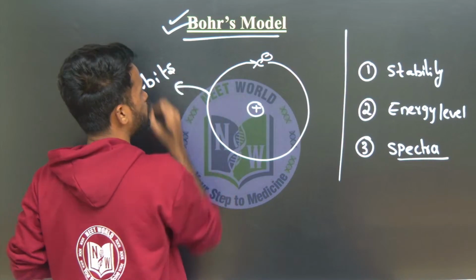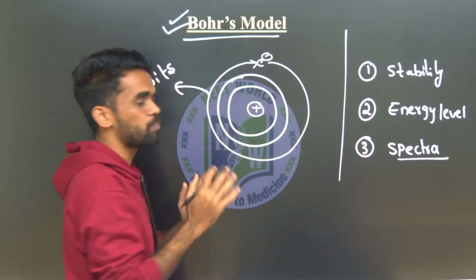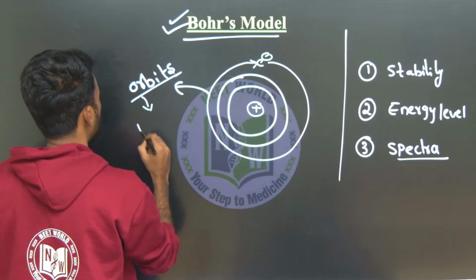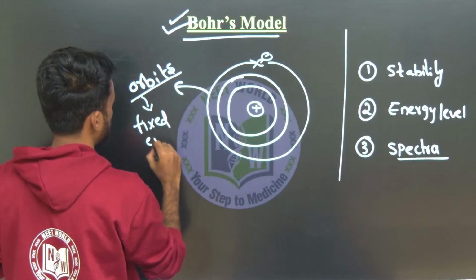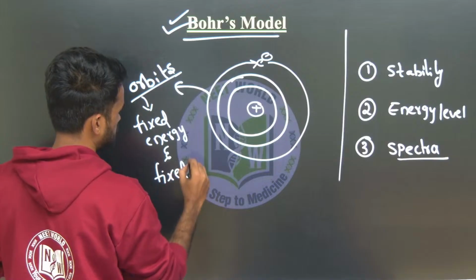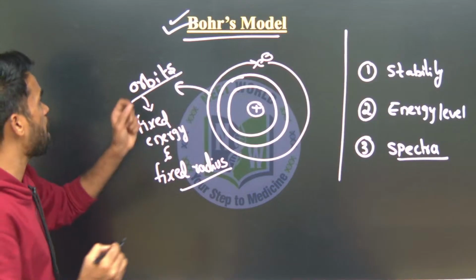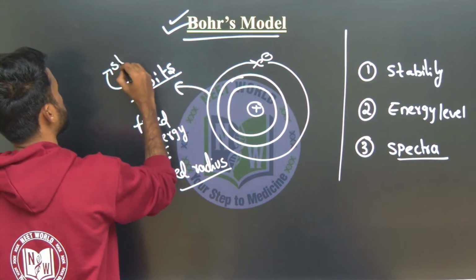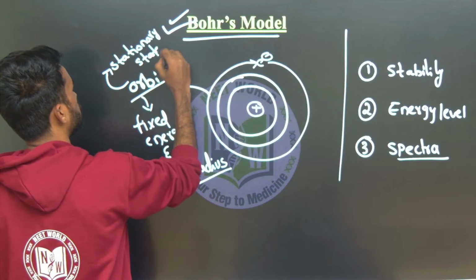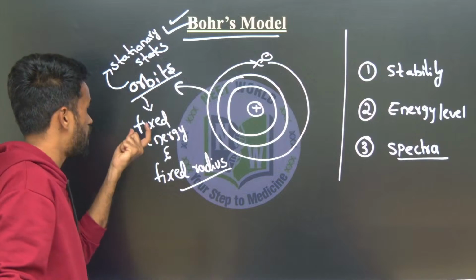Now these orbits have fixed energy. The circular paths are orbits, and these circular paths have fixed energy and fixed radius. Therefore we can call these orbits stationary states also. So these circular paths we can call orbits or stationary states because they have fixed energy and fixed radius.